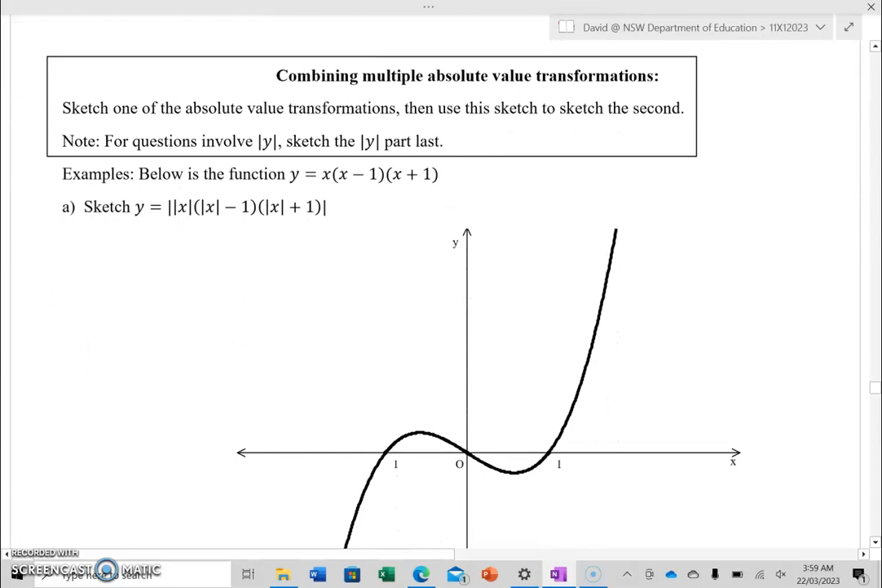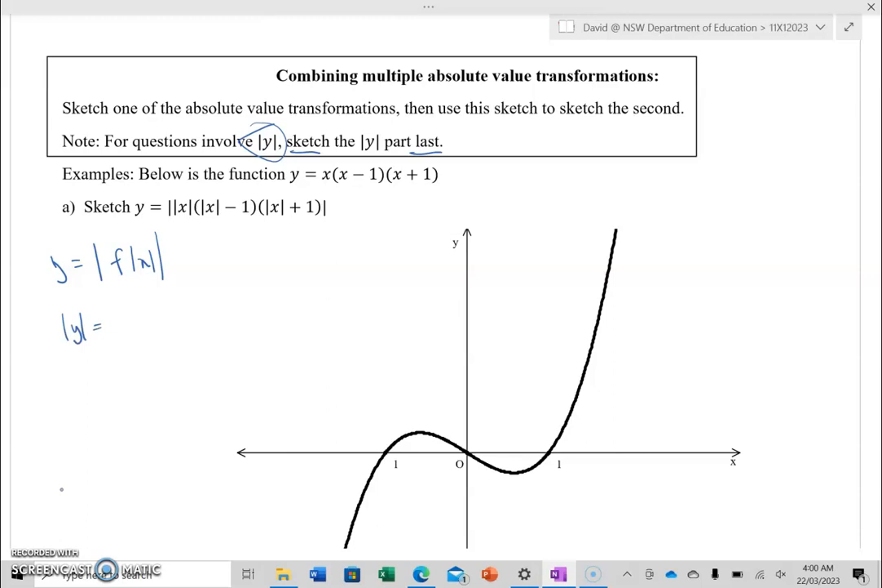Next one, combining multiple absolute value transformations. The way we do this is I recommend just doing one transformation at a time to help you work out. It's important that order matters if there's an absolute value of y. If there's absolute value of y, sketch that bit last. Basically, if it's only type 1 and type 2, so if you're trying to sketch y equals absolute value of f of absolute value of x, order actually doesn't matter. It's only when there's an absolute value of y.